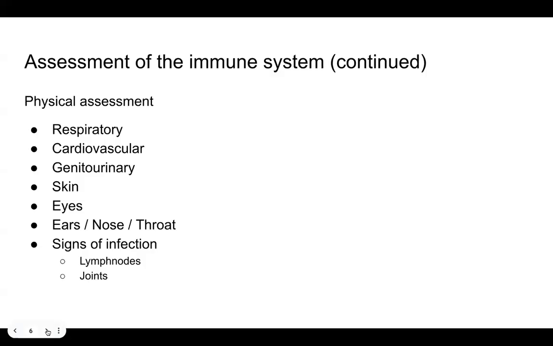Then we move on to the physical assessment. This is where we are essentially doing a head to toe. We're looking at the respiratory, the cardiovascular, the GU system, the skin, the eyes, ears, nose, and throat, and for any signs of infection, where you're looking at somebody's joints. Are they swollen? Do they have swollen lymph nodes? Things like that.